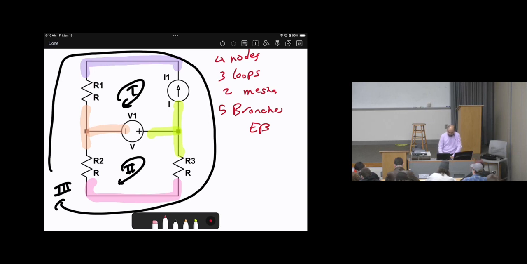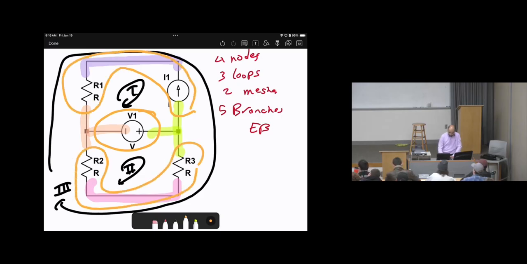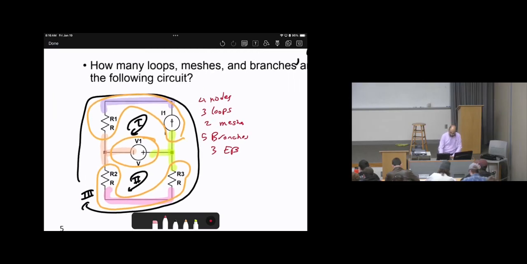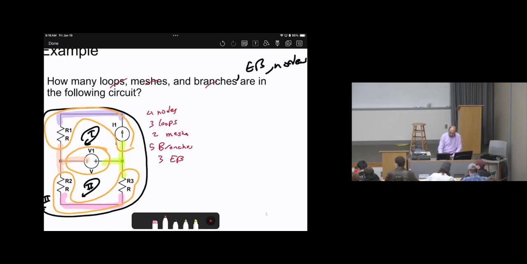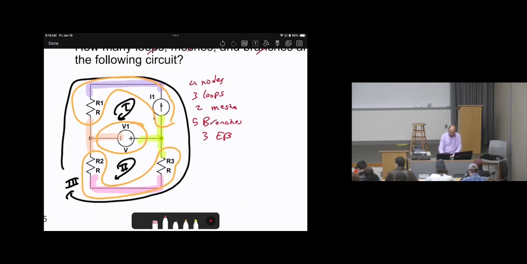3. How can we judge? This one has its own current. These 2 are sharing the same current. These 2 are sharing the same current. Therefore, we have 3 essential branches. So what else? We just found loops, meshes, branches, essential branches, and nodes. Yes, that's it. That's the cumulative example.